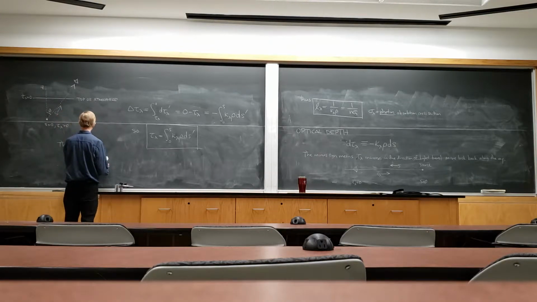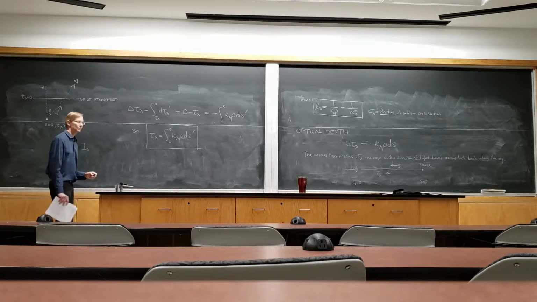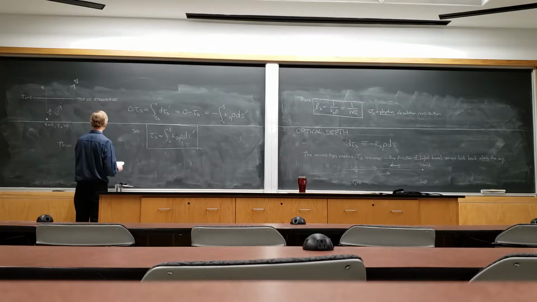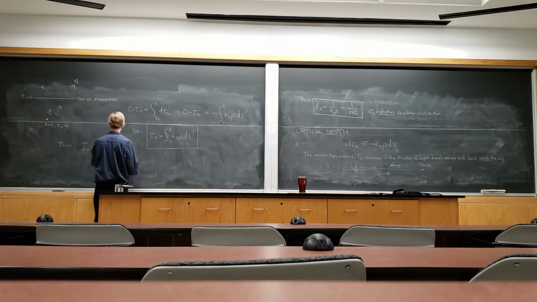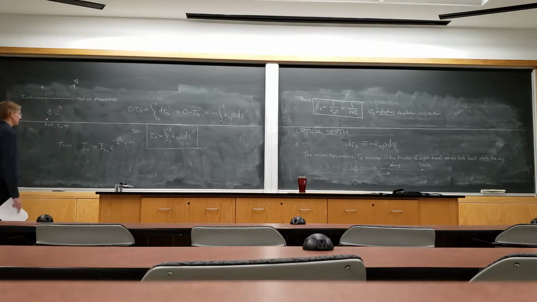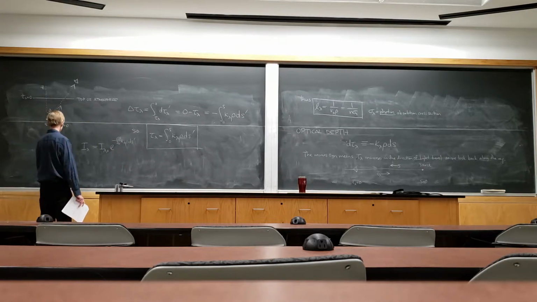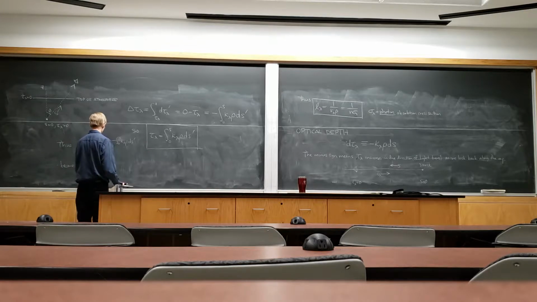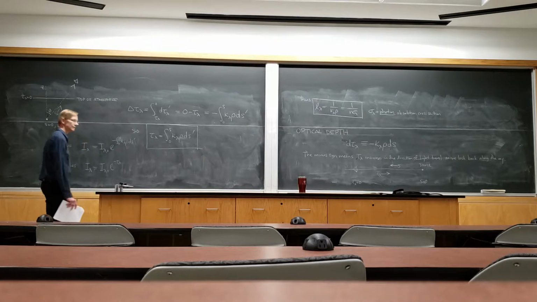Before we had said that if we don't assume that kappa lambda and rho are constant, we get that I lambda is equal to I lambda naught e to the minus that integral, 0 to s of kappa lambda rho ds prime. But that integral is tau lambda. So we have this nice expression, I lambda is equal to I lambda naught times simply e to the minus optical depth, e to the minus tau lambda.